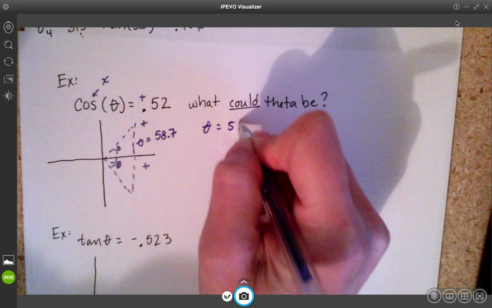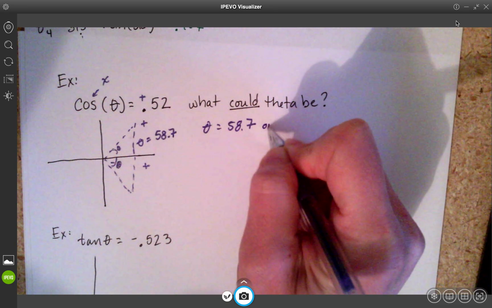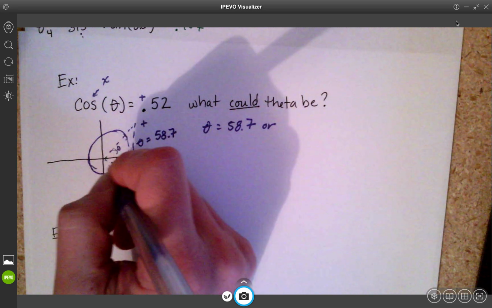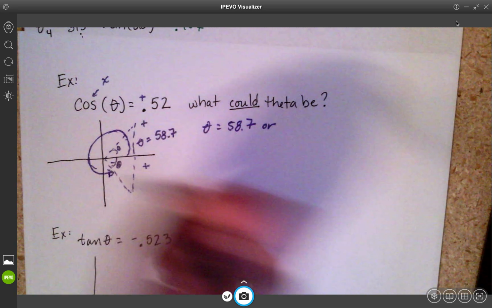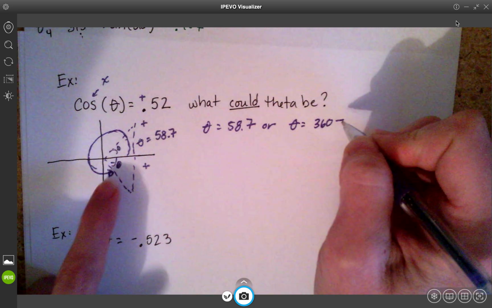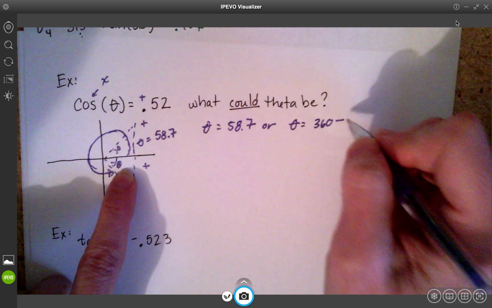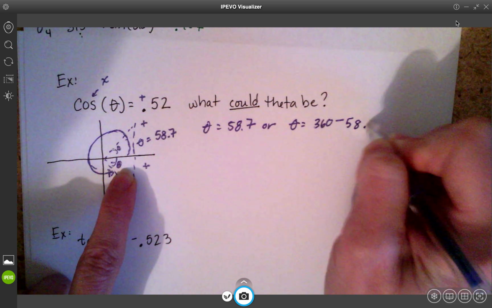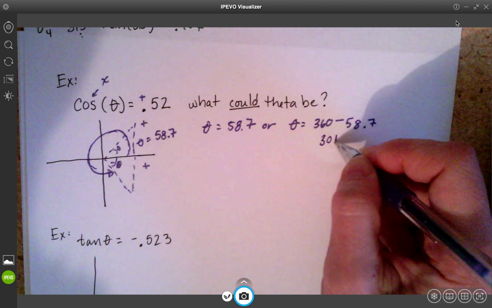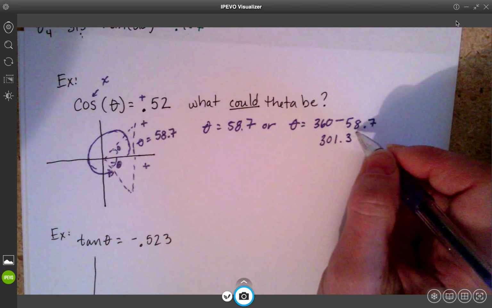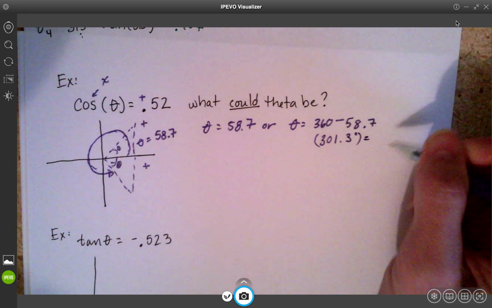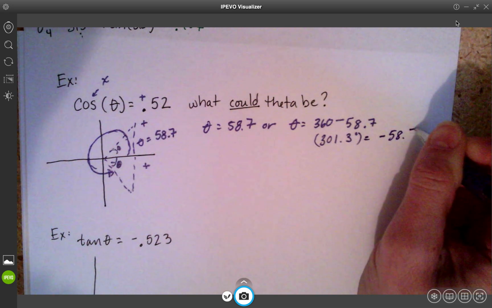Theta could be 58.7, or it could be going all the way around. Do you like my motor noises? All the way around to 360 degrees minus, basically, but not this part, 58.7. Okay, that's going to be 301.3 degrees. Sometimes you might see this angle right here written as just negative 58.7, right?